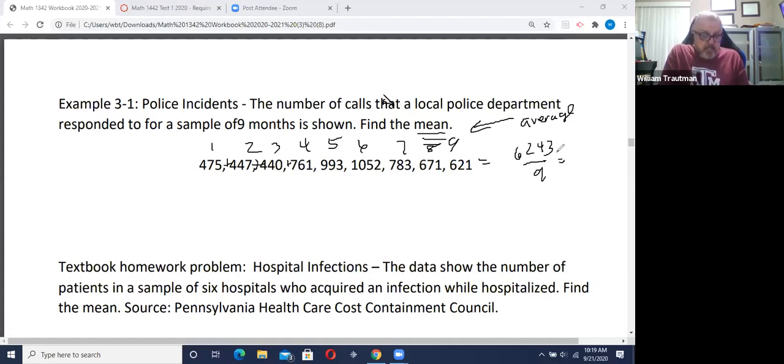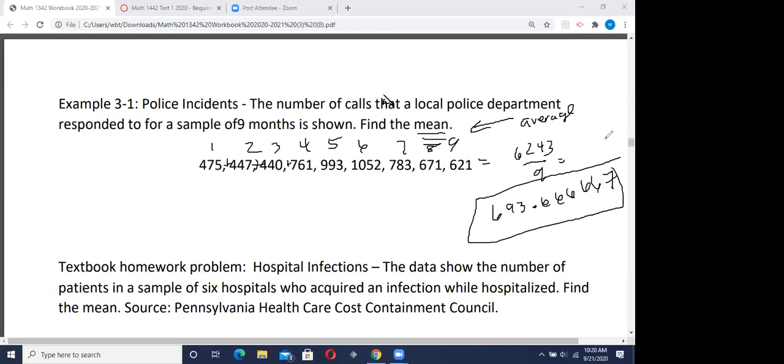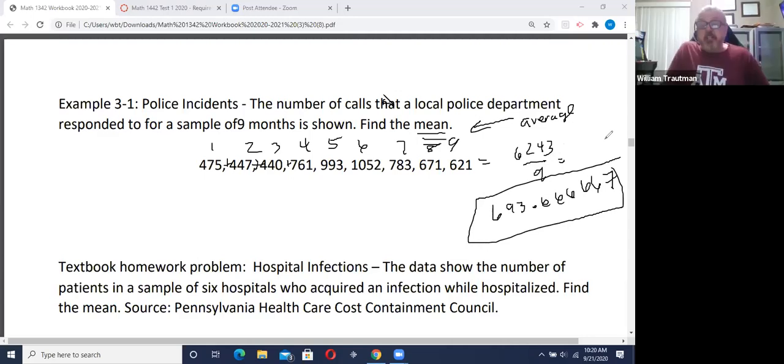6243 divided by 9, and I get 693.666667 on my calculator. Did anybody get the same thing I did? Just checking, see if anybody else. Yes, I did. Okay, thanks.